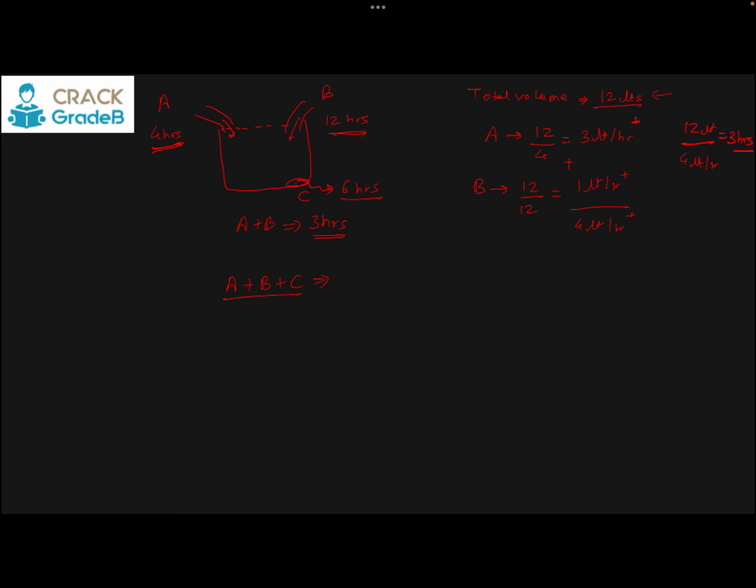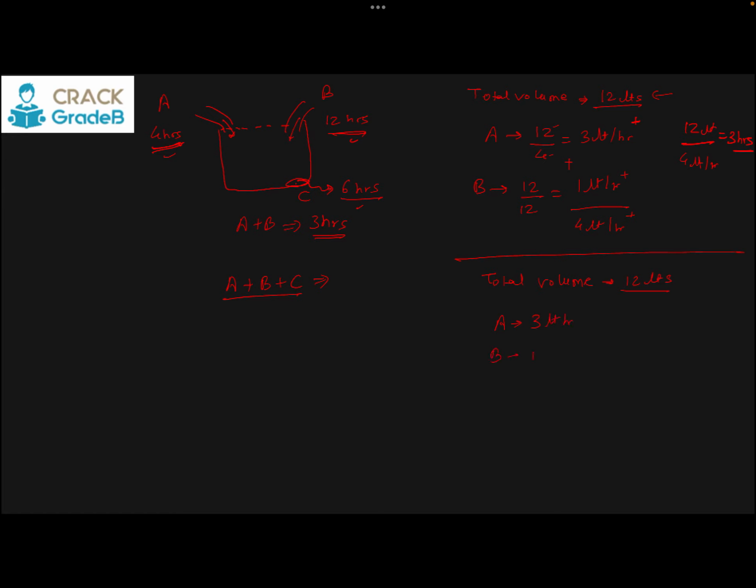So in this question, you have to again consider the total volume as the common multiple of A's time, B's time and C's time. So what is the common multiple of 4, 6 and 12? It is going to be again 12. So we'll consider the total volume as 12 liters again. A's rate we already know, it fills 12 liters in 4 hours. The rate is 3 liters per hour.